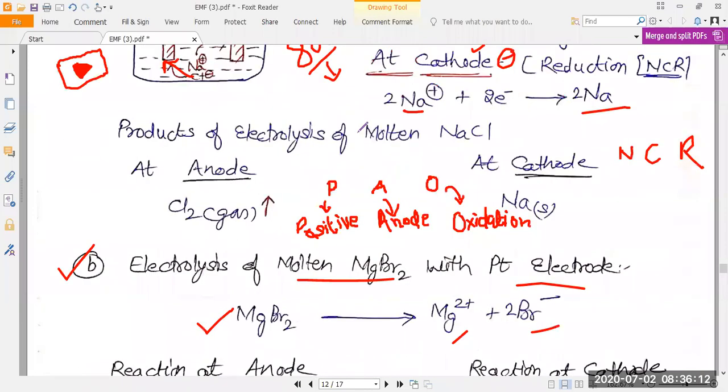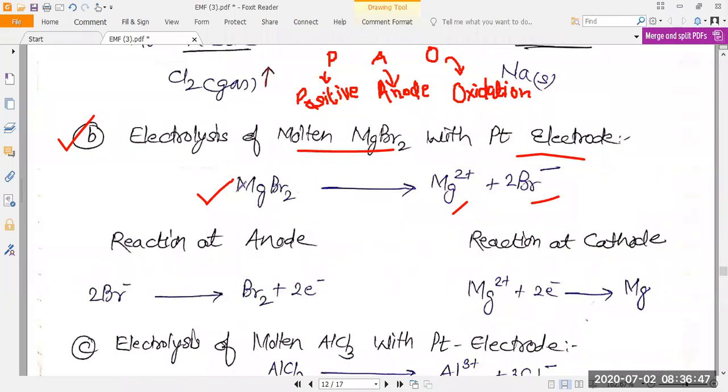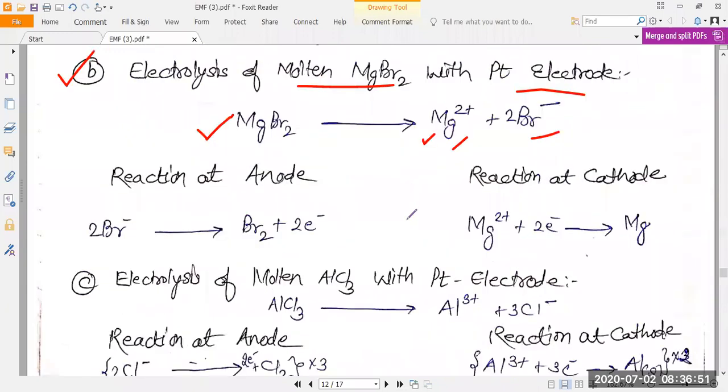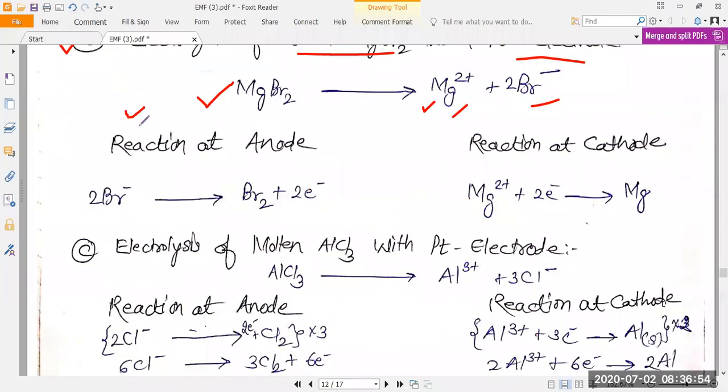When we take molten magnesium bromide and a platinum electrode and carry out electrolysis, this is the cell reaction. Magnesium bromide, MgBr2, gives magnesium ion and bromide ion. So what happens at cathode side and what happens at anode side? MgBr2 converts into magnesium ion and bromide ion. So reactions at anode. What happens at anode? Anode means PAO, positive anode oxidation. So oxidation will happen at anode side.